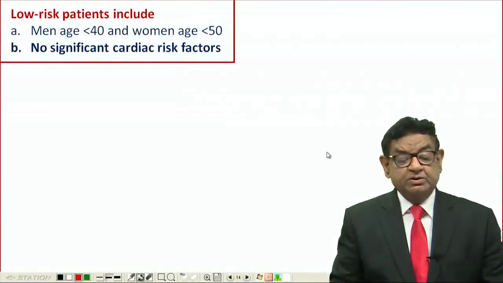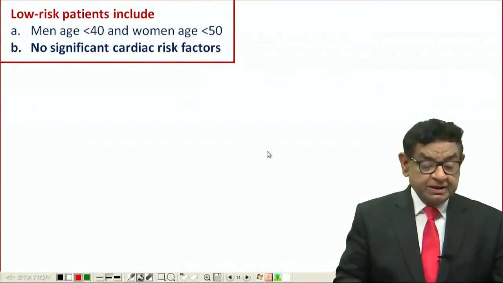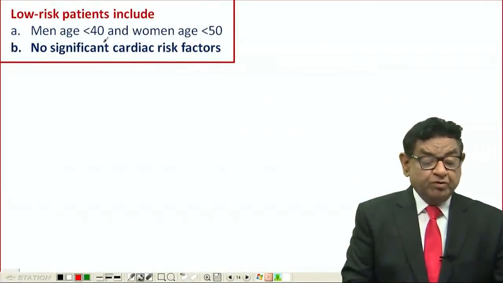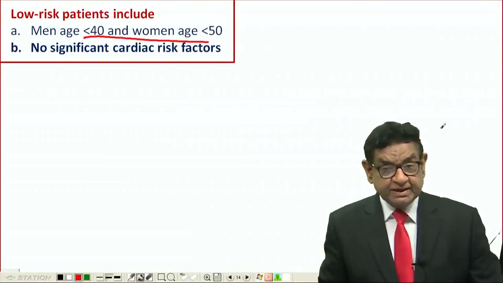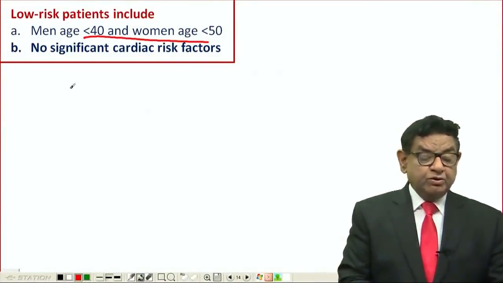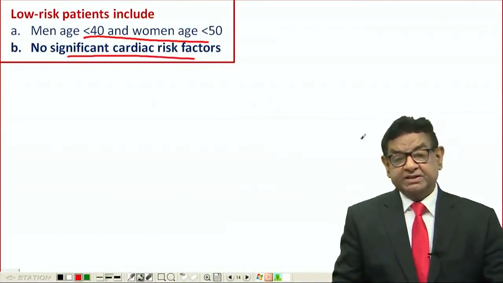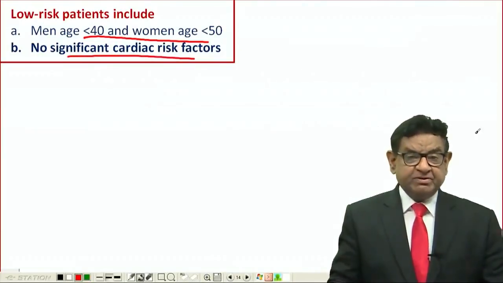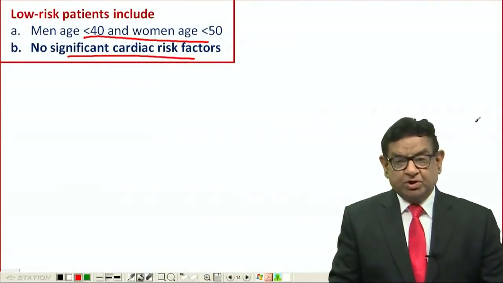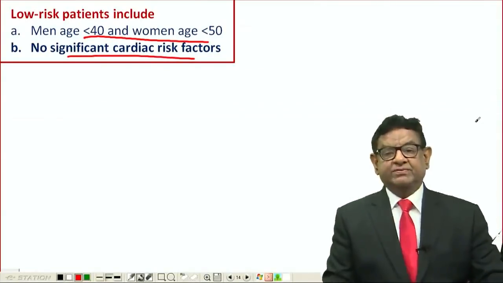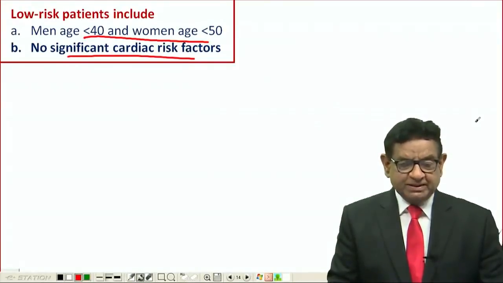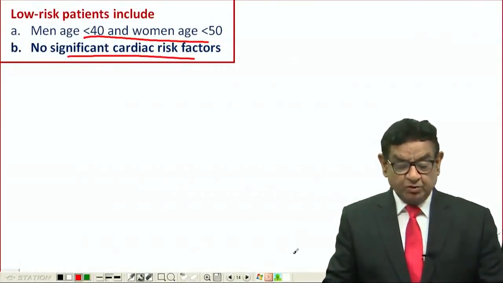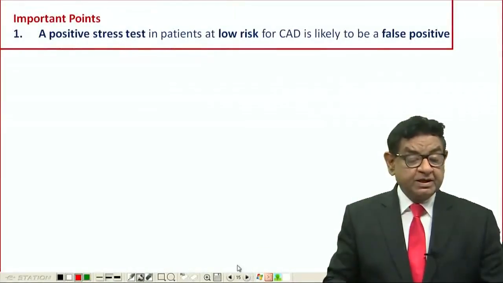Now, low-risk patients include male patients below 40 years or women below 50 years. They constitute low risk, with no significant cardiac risk factor. That means a 35-year-old patient comes, he's a non-smoker, non-diabetic, non-hypertensive, with no lipid increase, but just comes with some non-specific chest pain. So we consider this a low-risk patient.